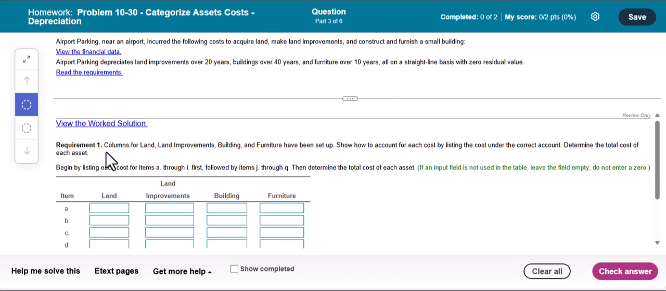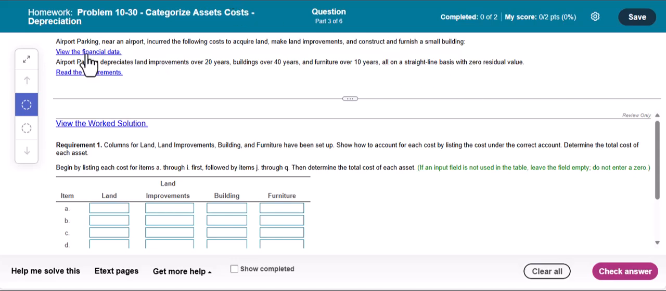So requirement 1, columns for land, land improvements, building, and furniture have been set up. Show how to account for each cost by listing the costs under the correct account. Determine the total cost of each asset. Begin by listing each cost for items A through I first, followed by items J through Q. Then determine the total cost of each asset. If an input field is not used in the table, leave the field empty. Do not enter a zero.